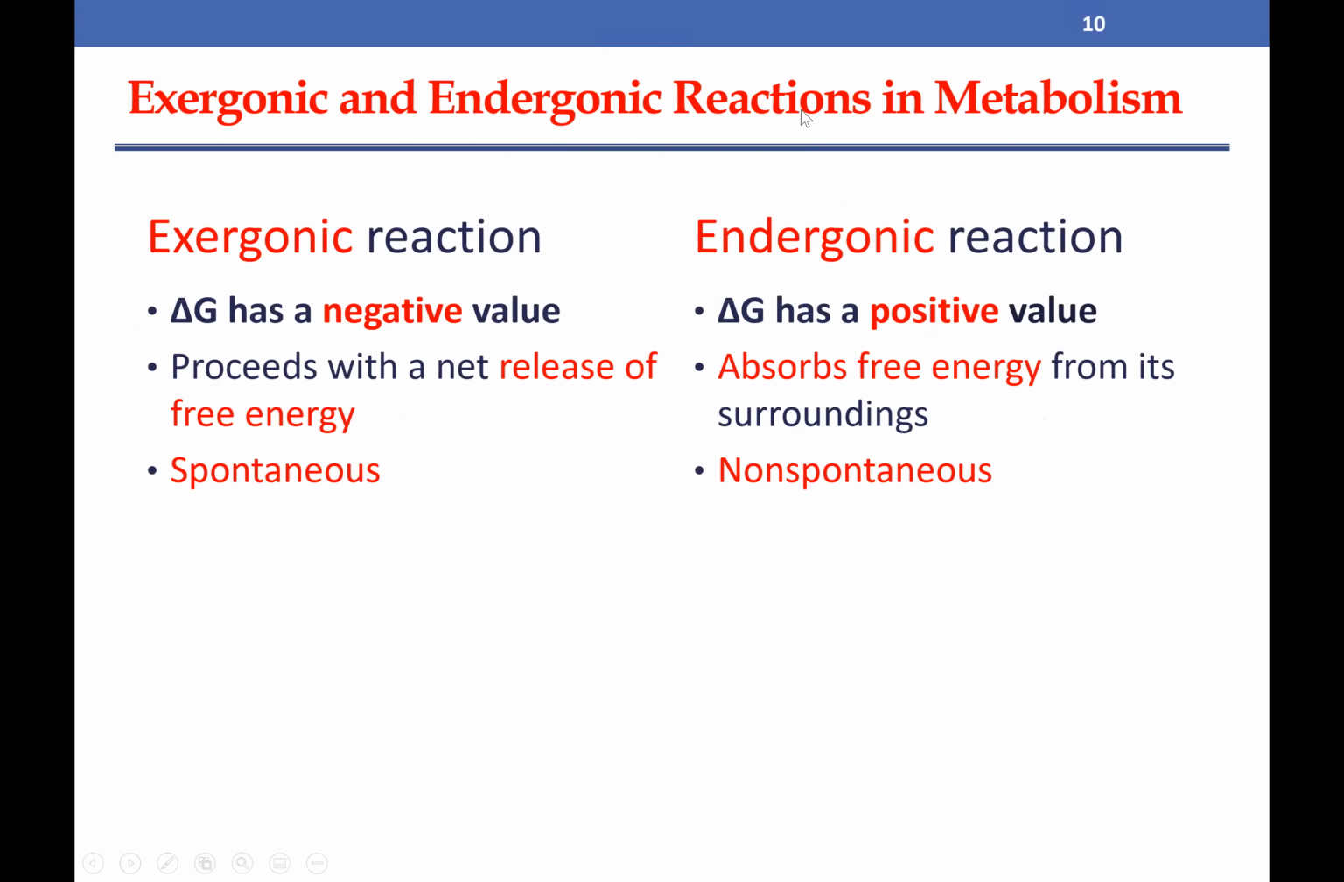Now, exergonic and endergonic reactions. These words refer back to delta G. So if delta G is negative, it means the reaction is going to release free energy. And this reaction is spontaneous, so it can happen easily by itself. That's an exergonic reaction. Endergonic is if the reaction has to absorb energy from the surroundings, and the reaction is non-spontaneous, so it cannot happen on its own. It needs a little push for the reaction to go ahead. And that's endergonic, and delta G will be positive in this case.